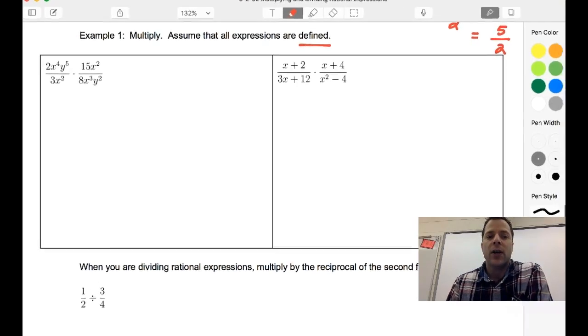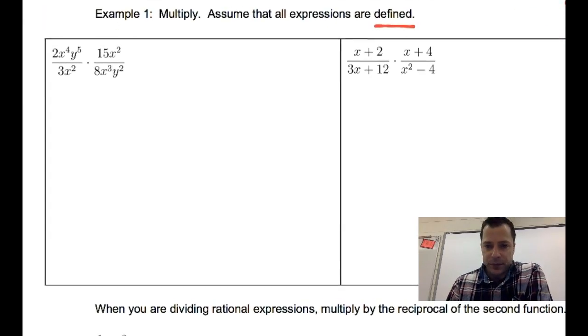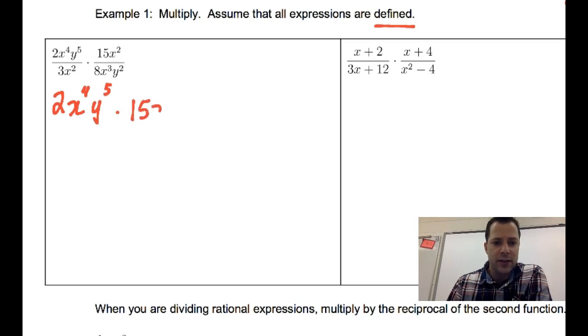Okay, so the first thing I can do is I can just start multiplying if I want to, or I can try to simplify at first. And I'll try to simplify at first. And you can remember, with multiplying, you can either go vertically or diagonally to help us simplify. So for example, I think I have to rewrite this. So I have 2x to the 4th times y to the 5th, and that's 15x squared over x cubed.